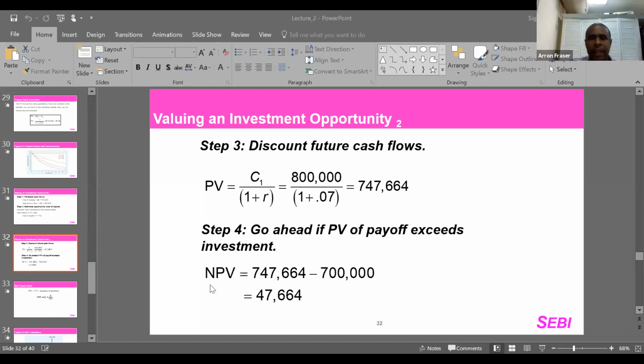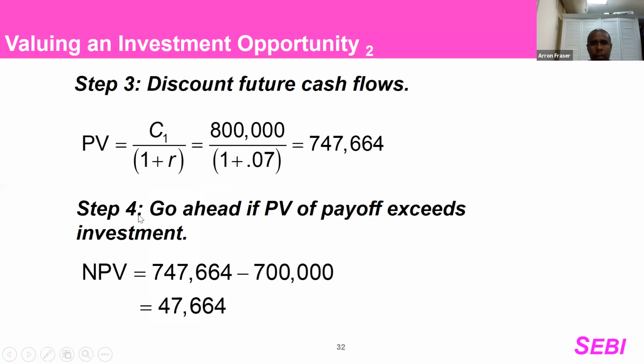Good. So in this case, once the net present value is positive, you should go ahead with the investment, because it basically says that you're earning more than the opportunity cost of capital, which is 7%, and that you're adding value to the company.